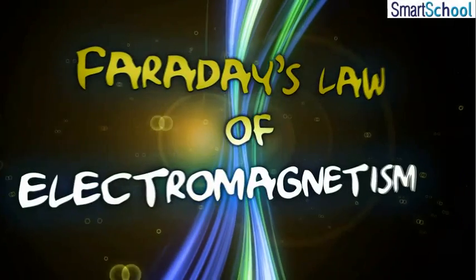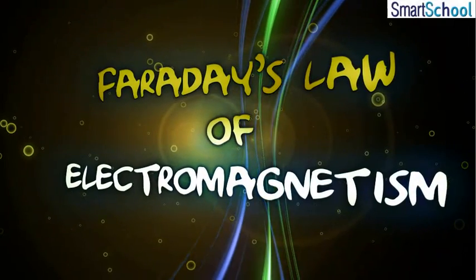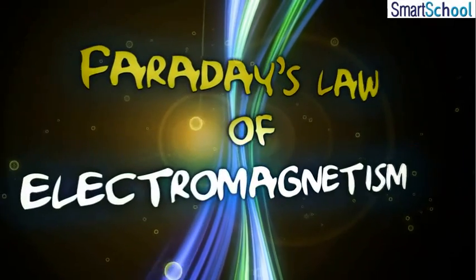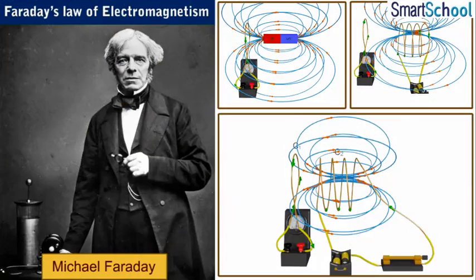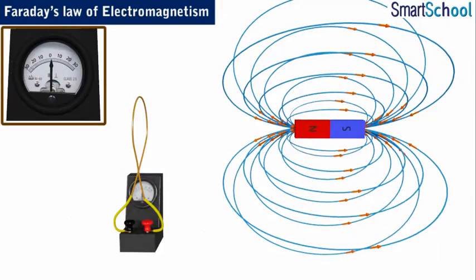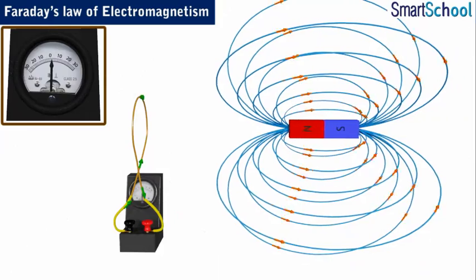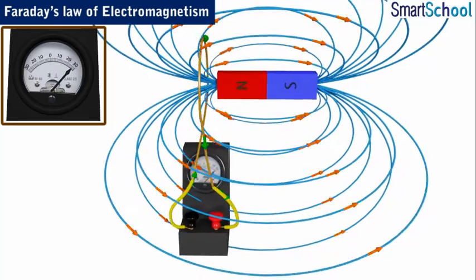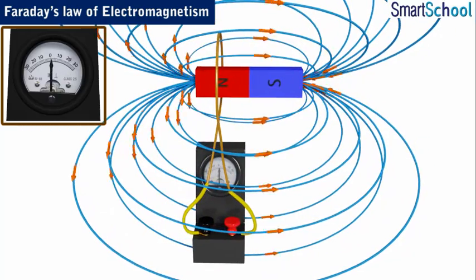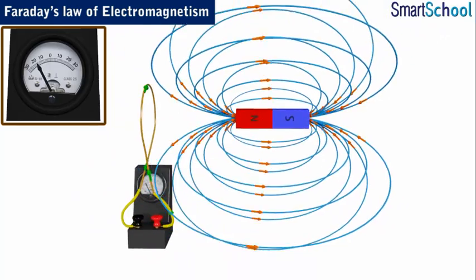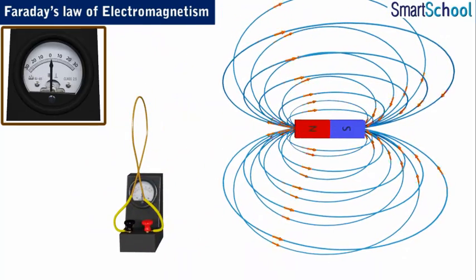In this module, we will be learning about Faraday's law of electromagnetism. Faraday conducted 3 experiments, from which he concluded that an EMF is induced in a coil when the magnetic flux cutting across the coil changes with time. In the first experiment, Faraday observed that the relative motion between a magnet and a coil changes the magnetic flux across the coil. This change in magnetic flux with time induces an EMF in the coil.